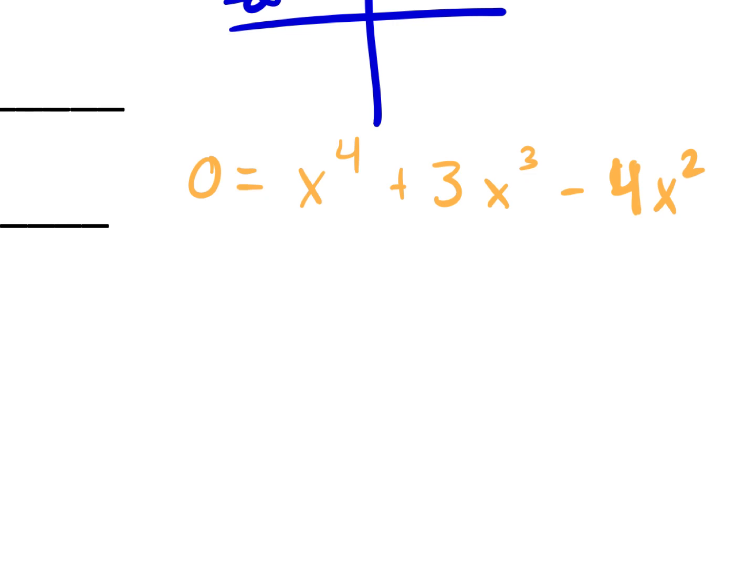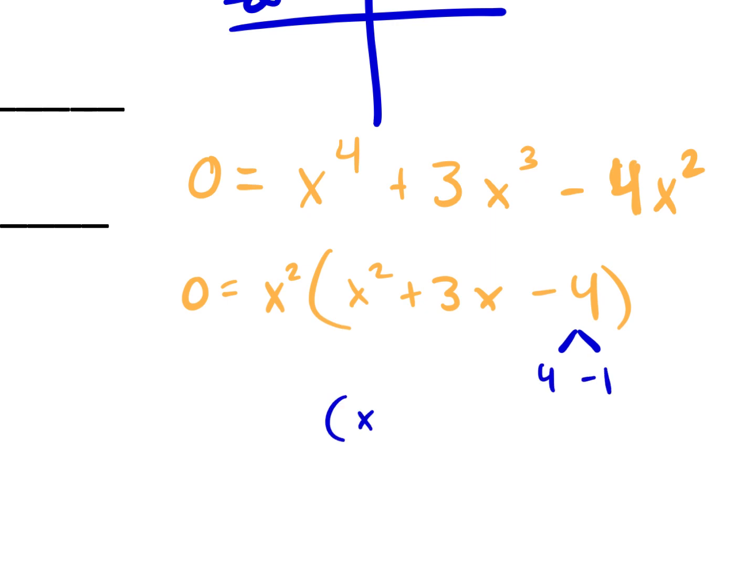We want to take out our GCF, which is x squared. Oh wait, no, I wasn't going to do this. All right. What are two factors of -4 that add to 3? 4 and -1. So x plus 4 and x minus 1. And don't forget, we also have that x squared out front.